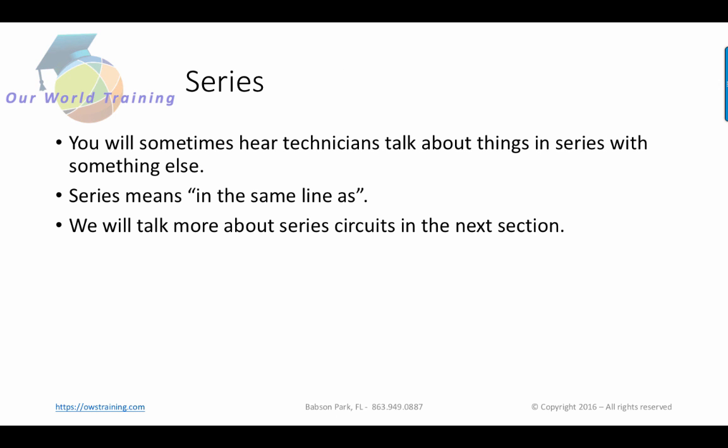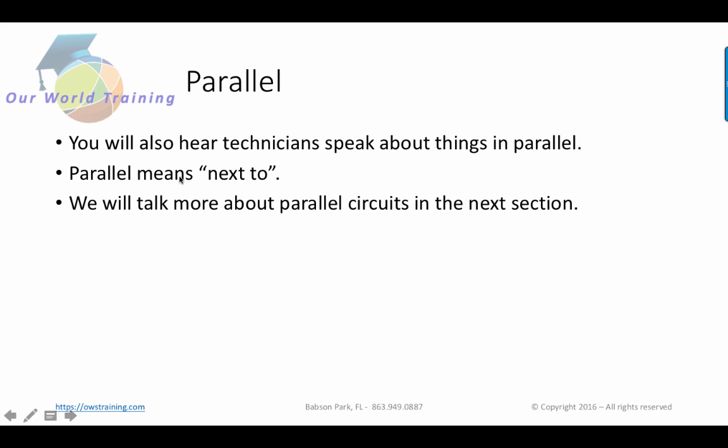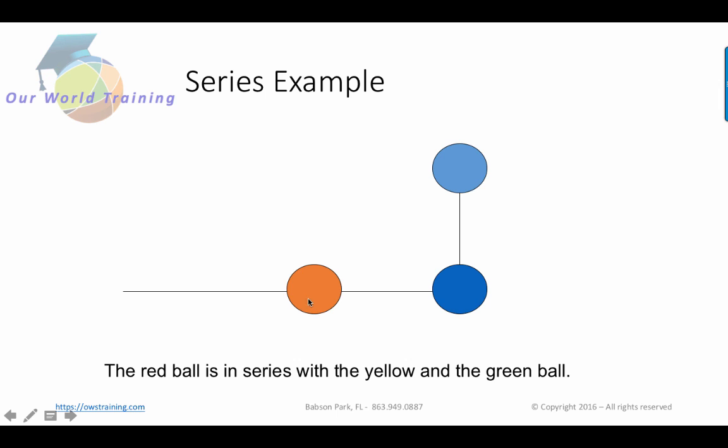First of all, series. You're going to hear us talk about things being in series with something else. Series just means in the same line as. We're going to talk about series circuits in the next section, but for example, for now, the red ball is in series with the yellow ball and the green ball. Oops, this ball here was supposed to be yellow and it just didn't end up that way. So these three are in series with each other.